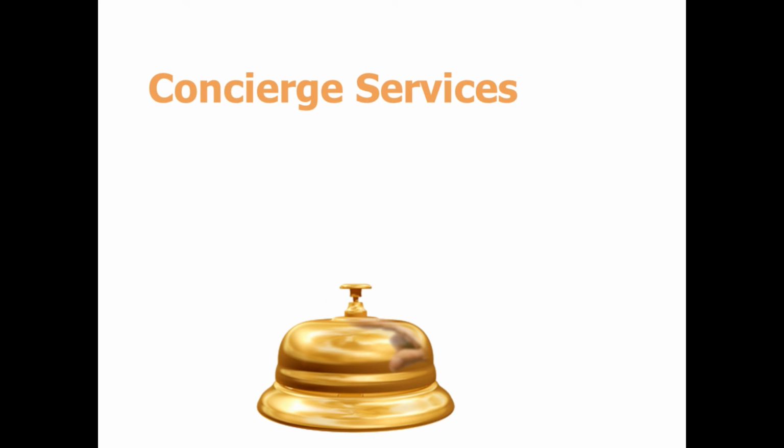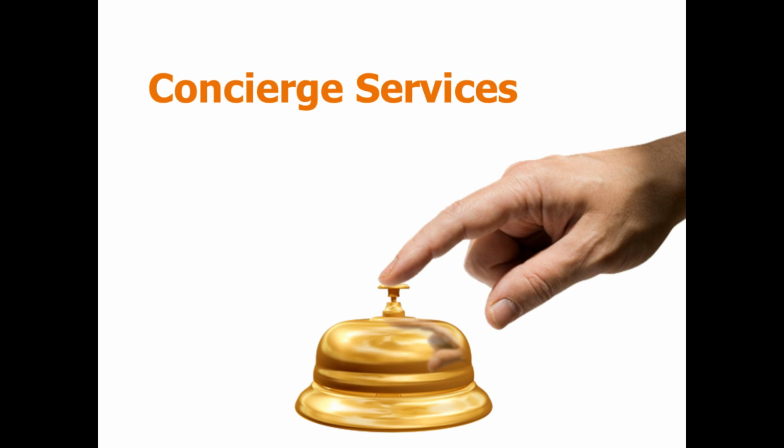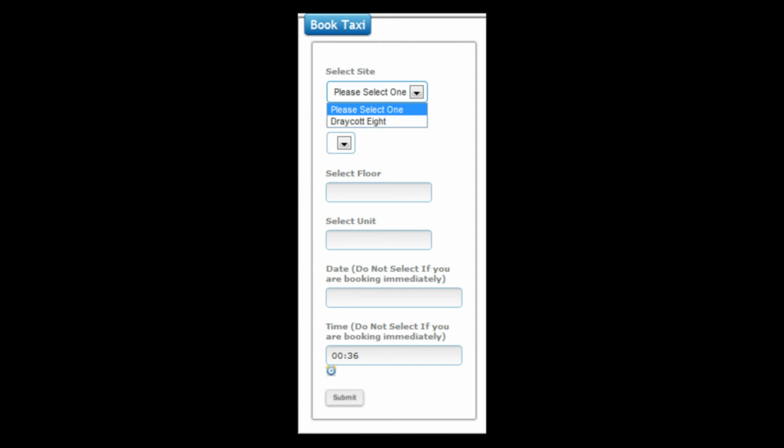You can now provide professional concierge services, like making a taxi reservation for your residence. Simply use the online form to create an immediate or advance booking. Select the estate and block number, type in the floor and unit number, followed by the date and time the taxi service is required by the resident, and click the Submit button to complete the reservation.